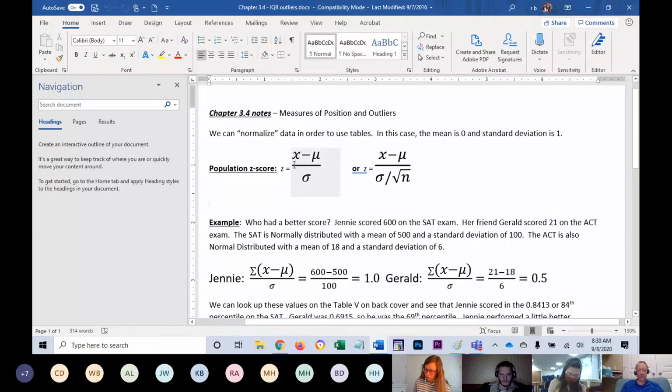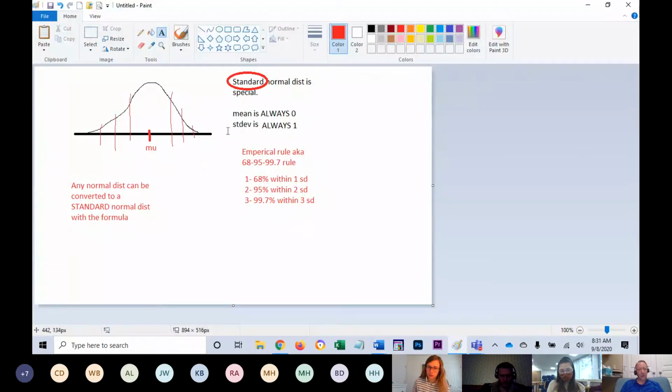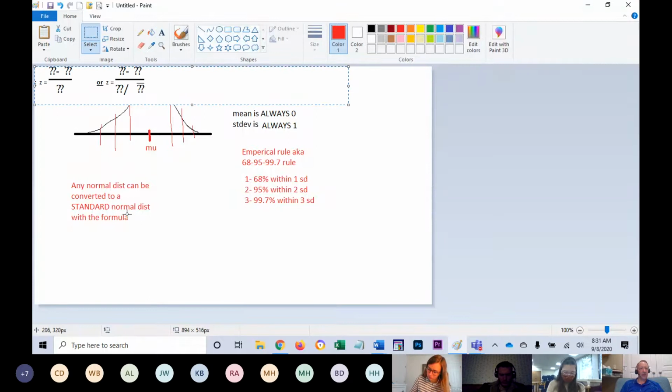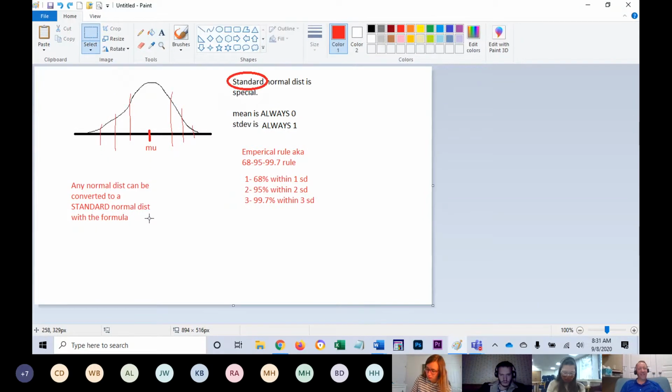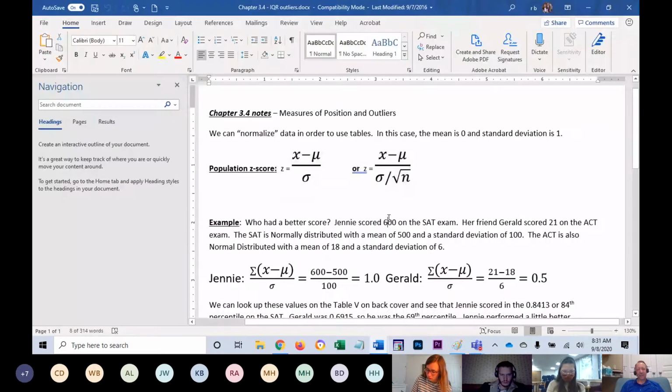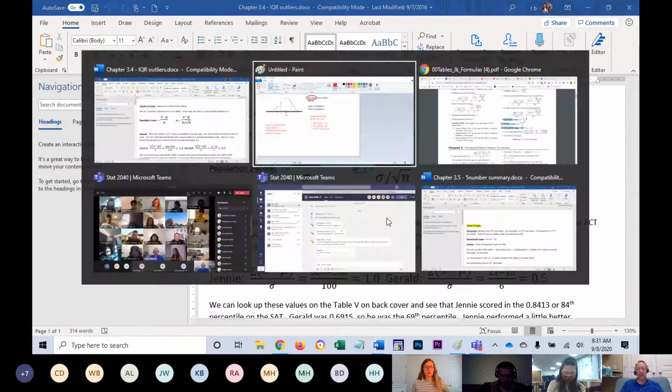In fact, let me copy this. Let's see how well this copies. Maybe I'll get lucky. Oh no, I didn't get lucky. I'm not going to get lucky.